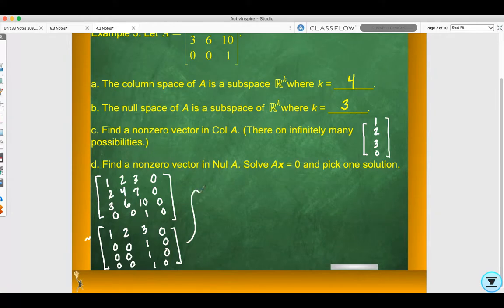Next, coming up here, I'm going to take negative 3 row 2 and add it to row 1 to get 1, 2, 0, 0. I'm going to leave row 2 alone. And then I'm going to take negative row 2, add it to row 3, and same thing, negative row 2, add it to row 4.